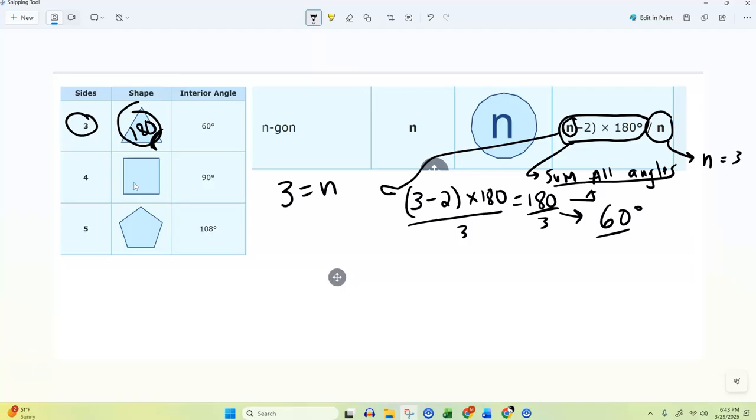Let's try it for the one that's got 5 sides. How about that? If you want to try it yourself, you can try it. But basically, if I was going to use this formula, first I'd get the total. So the total is what? Or all of them.